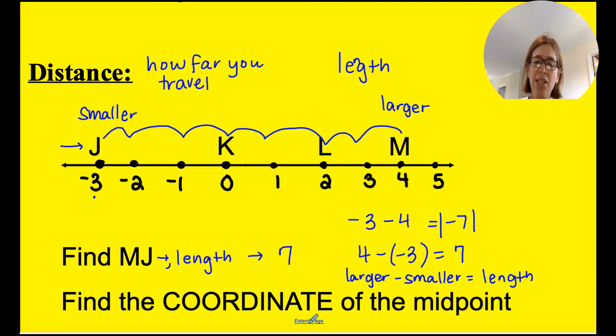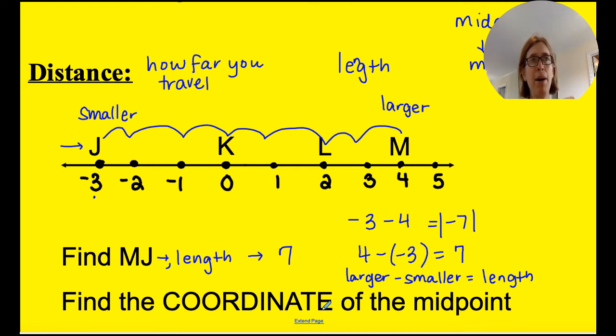But now what if I asked you to find the coordinate of the midpoint? We learned about midpoint very quickly. We talked about the definition of a midpoint. A midpoint is the exact middle of 2 points. That means you're going to have the same length on the right and the left of the segment. So how can we find the coordinate?